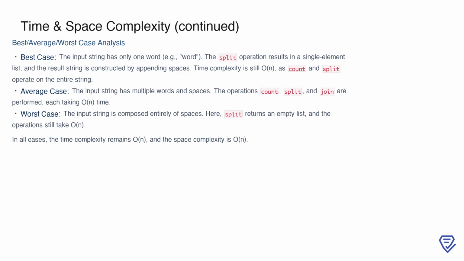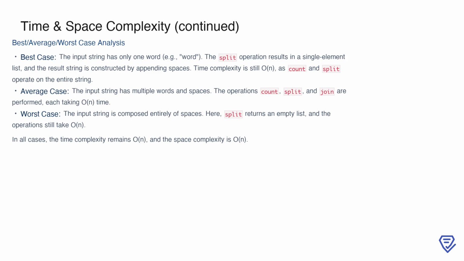Finally, let's break down the best, average, and worst-case scenarios for this solution. In the best case, where the input string contains only one word, the split operation produces a single element list, and the result string is constructed by simply appending spaces. Even so, operations like count and split still traverse the entire string, maintaining a time complexity of O(n). In the average case, with multiple words and spaces, the count, split, and join operations are all performed, each contributing O(n) time. In the worst case, if the input is entirely spaces, split returns an empty list, but the operations still require O(n) time to complete.